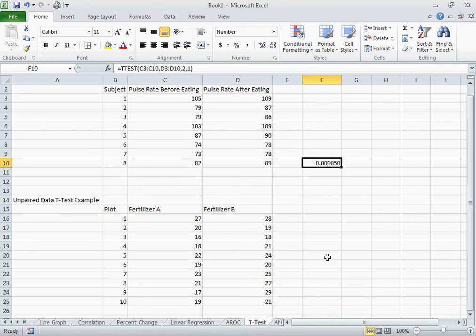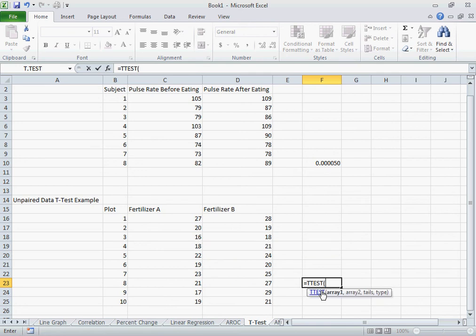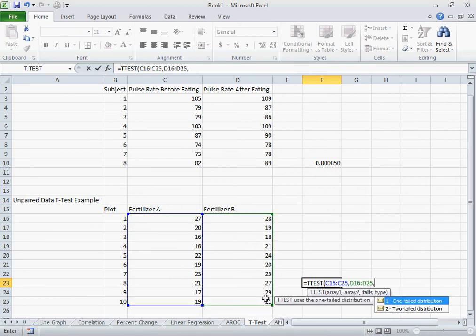Alright, the second type of t-test is with an unpaired, and this is where you collect data from 2 completely different sets of individuals. So in this test, we are checking to see if fertilizer A or B will work best in growing crops. So just like before, we're going to hit the equal sign. We're going to type in t-test, double click. The array again is our data points for the first set, comma, our data points for the second set, comma.